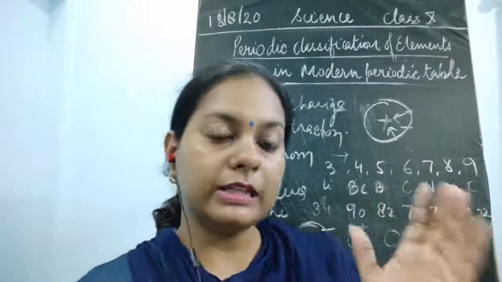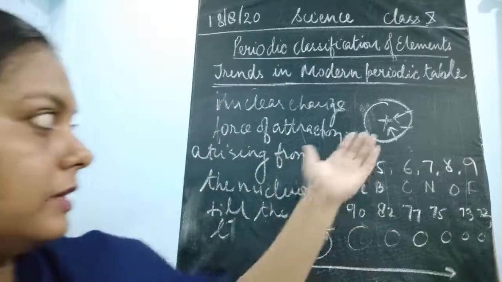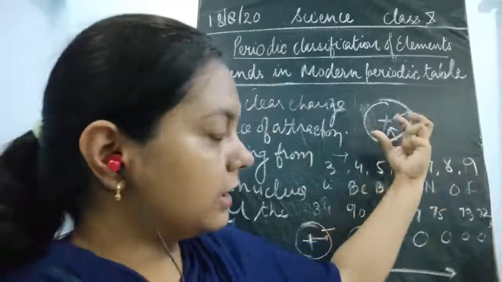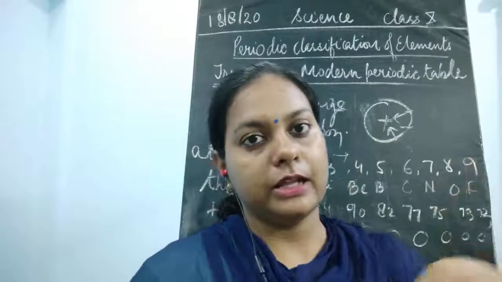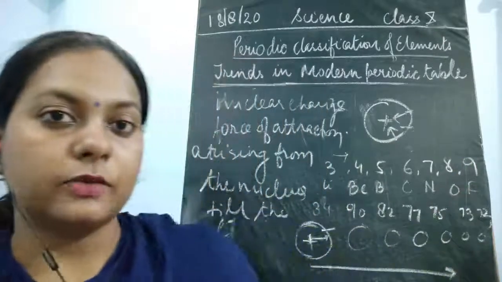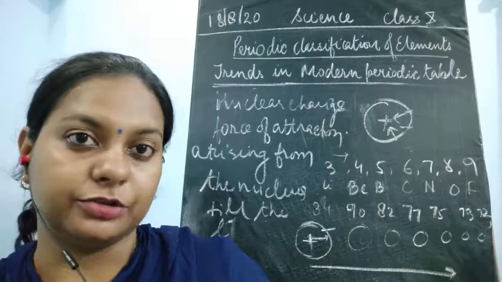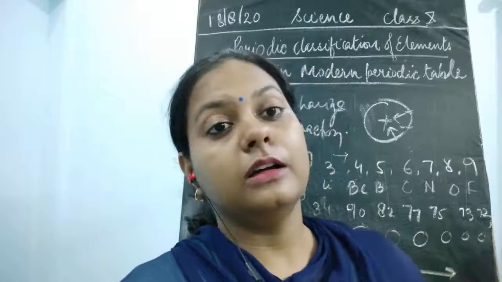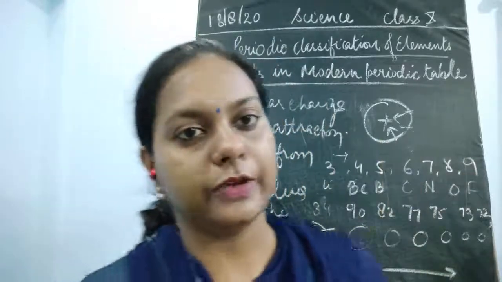Once the atomic number is increasing, which is equal to the number of protons, it means positive charge is increasing at the center, and it is going to attract the electrons revolving in the outermost shell. As a result, the size of the atom gets reduced. So that is why when we move across a period, the atomic size decreases, and when we move down the group, it is going to increase.